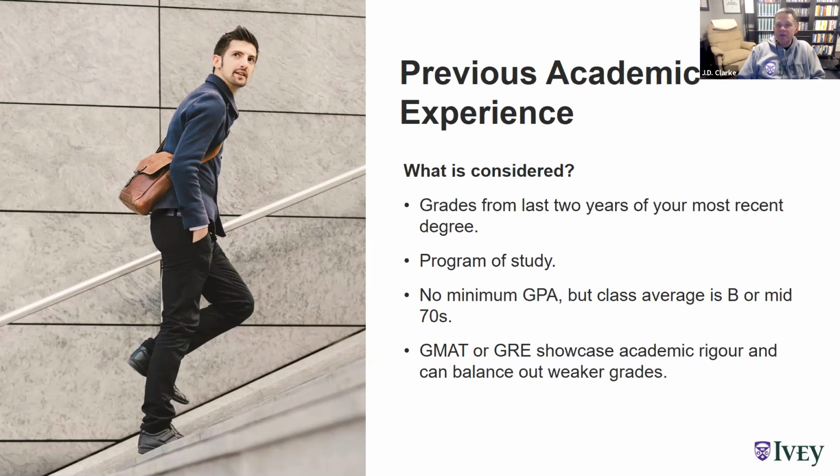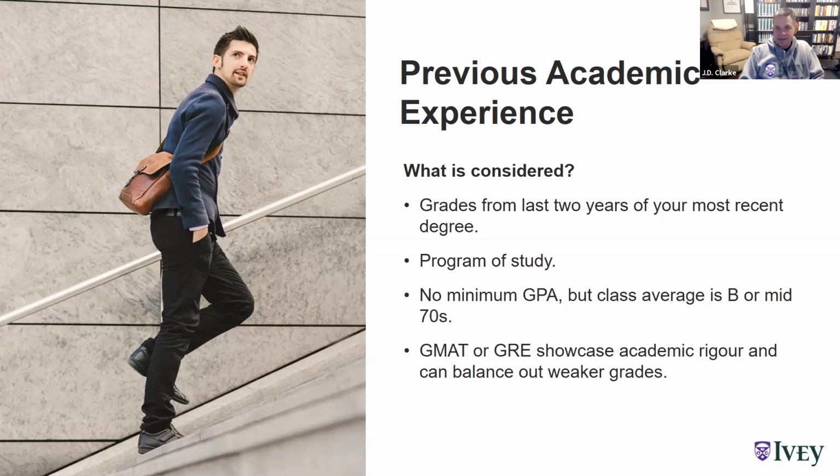The other thing we look at is program of studies. So I did a history degree. I had no quantitative background. I think I had an arts stats course, a basic stats course, but in my undergraduate degree, I had no quantitative courses of study. So when I did the GMAT, I also had to give a good GMAT quantitative score to balance that out. If somebody comes in with engineering, we'll concentrate maybe less on the quantitative and more on the verbal section.